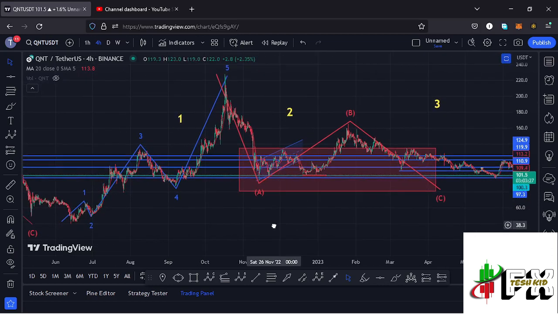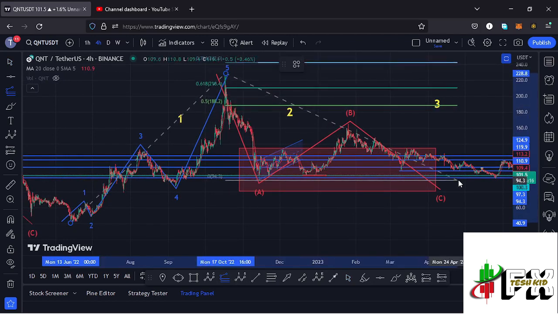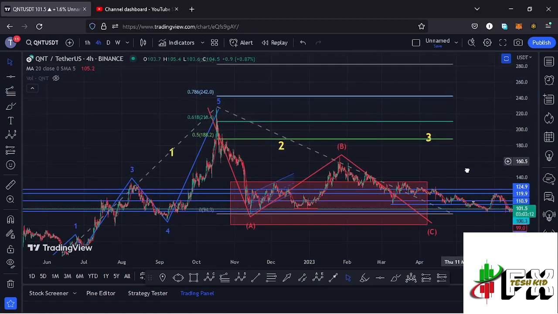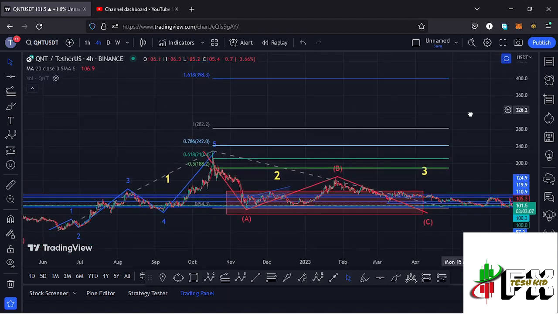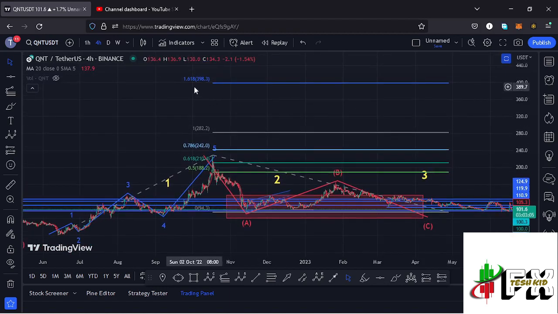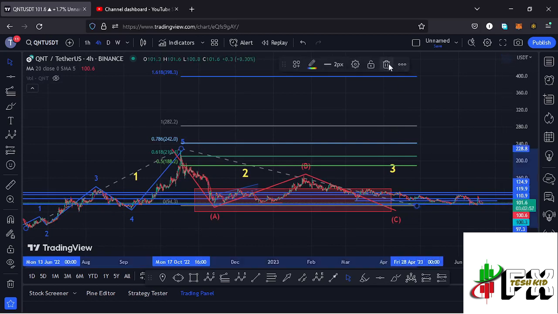To get minimum target areas for that larger Elliott wave count 3, I connect the trend-based Fibonacci from the low of the first wave to the high of that wave 1, then drag the fibs to the low of the second wave. That gives me a minimum target area to the upside in the formation of that wave 3 at the Fib level 1.618, which is at around the $398.3 mark, and that is the minimum that we can expect Quant to do in the formation of that wave 3.